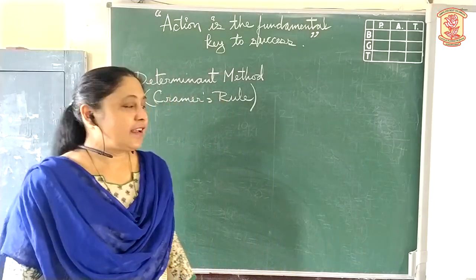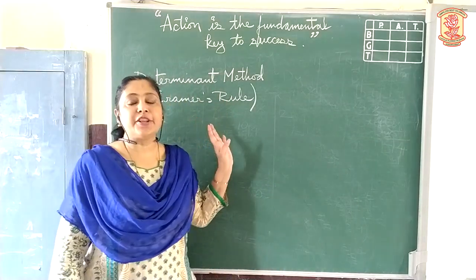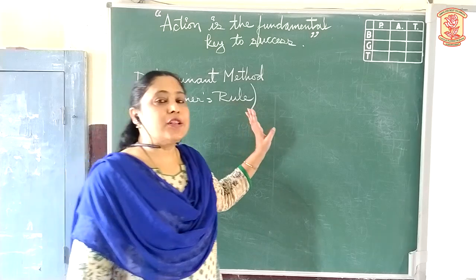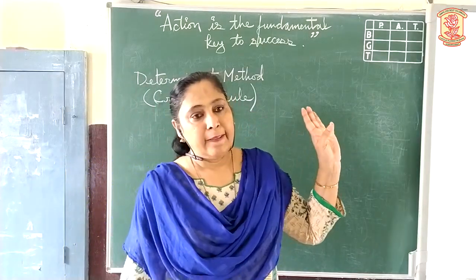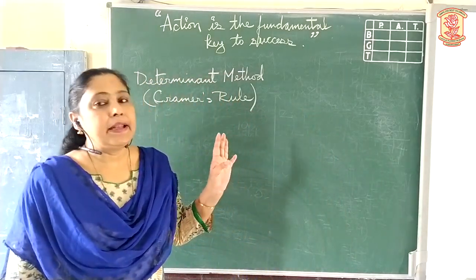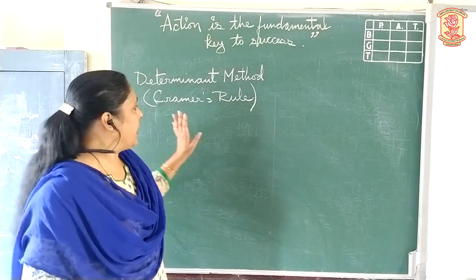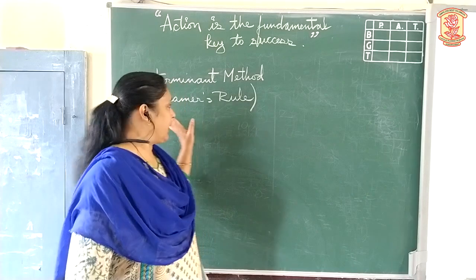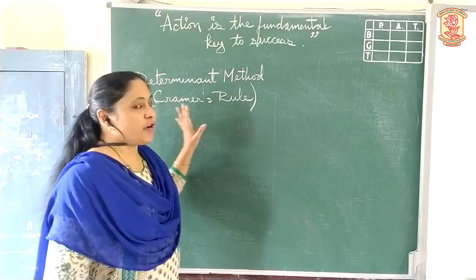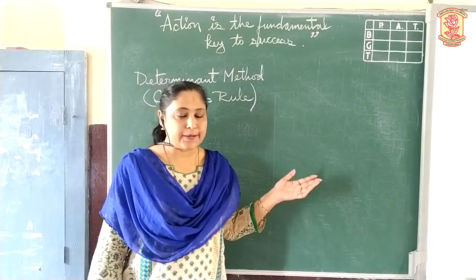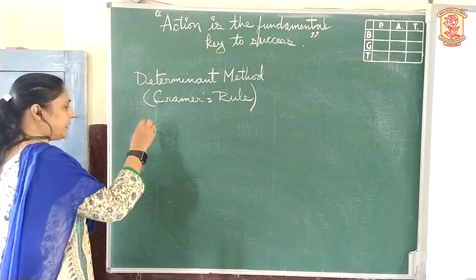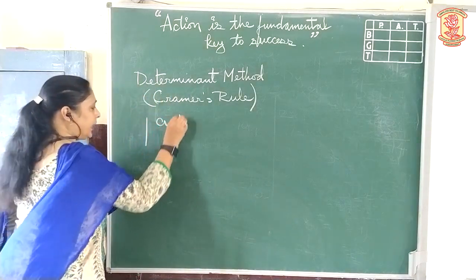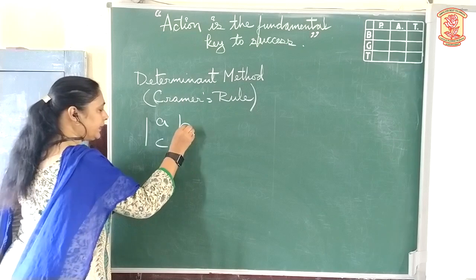Hello friends, today we are going to see the determinant method, which is also called Cramer's rule. A Swiss mathematician named Gabriel Cramer introduced this way of solving simultaneous equations. So here we are going to see the determinant A, B, C, D.